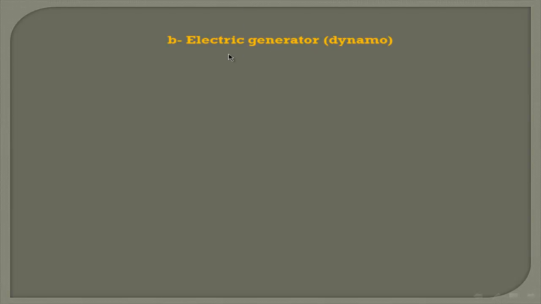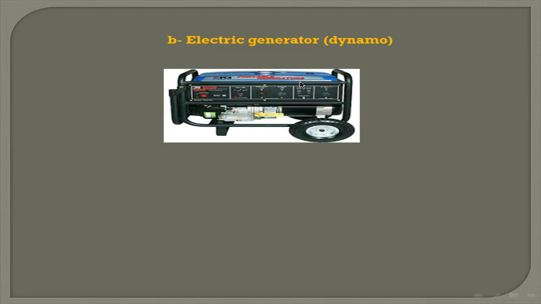The second type of electromagnetic force application: the electric generator or the dynamo. This is the dynamo. A dynamo is used to convert mechanical or kinetic energy to electric energy. Again, the electric generator or dynamo is used to change kinetic or mechanical energy into electric energy.